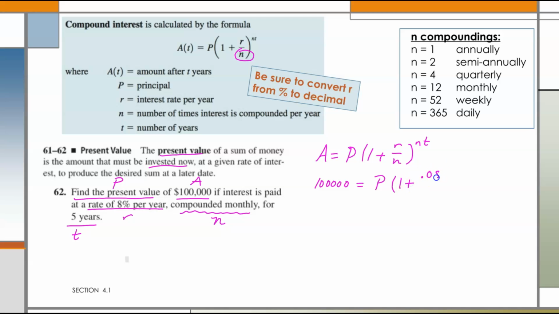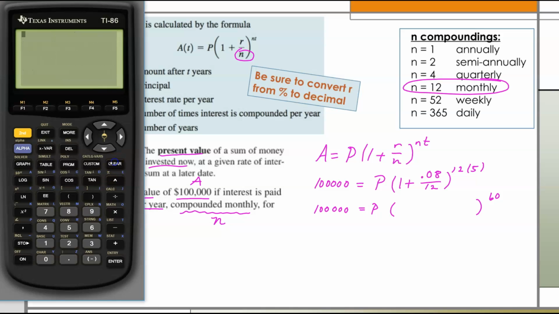So then we have our interest rate. Again, very important: make sure you put your interest rate in decimal. For compounded monthly, we're going to put in interest every month. So n is equal to 12, for 5 years. Okay, so we're solving for P. Let's go ahead and get all of this calculated inside of the parentheses. 12 times 5 is 60.